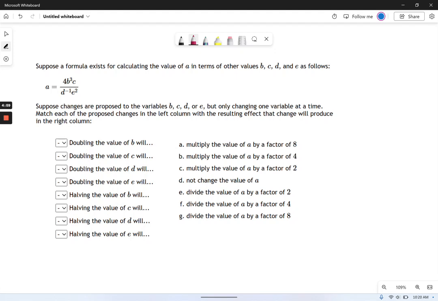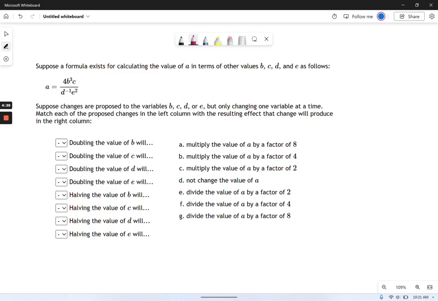Sometimes when you're working with formulas, they can get kind of complicated, like this one right here. All sorts of exponents going on here. And you might have a question, not of how do you solve this entire formula, but a question that says, if you double one of the variables, what happens to the value of the entire fraction?